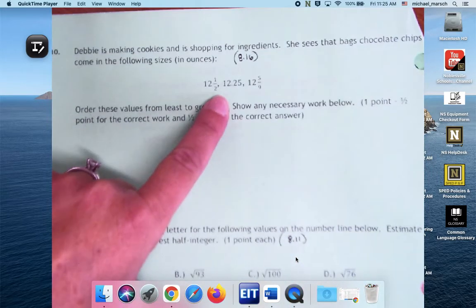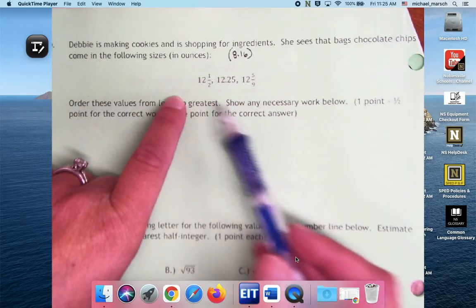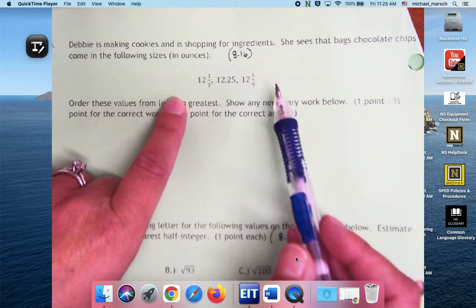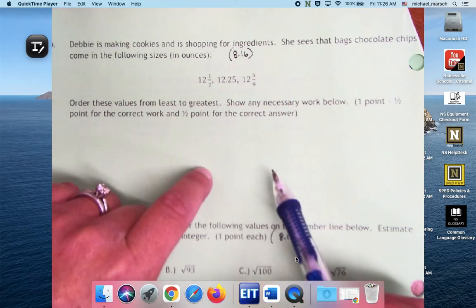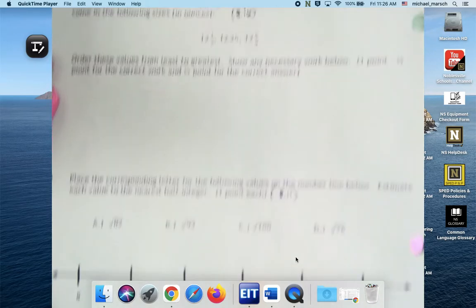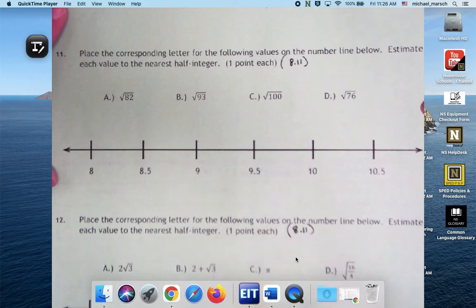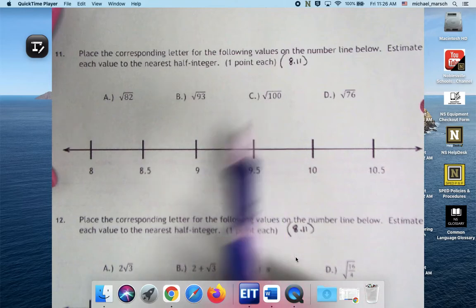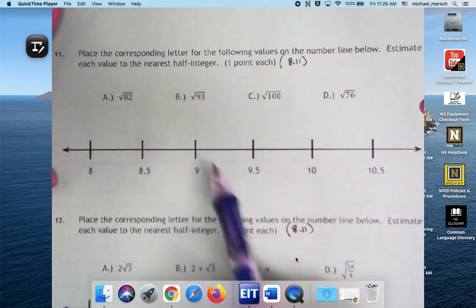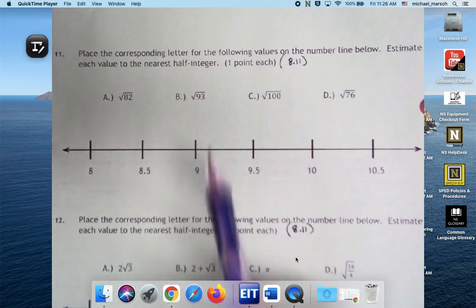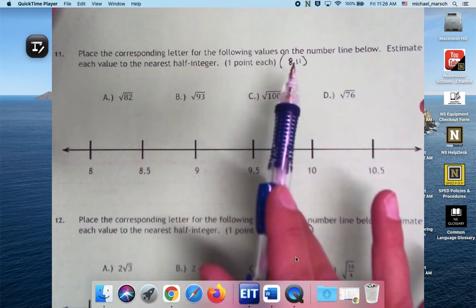On August 16th, we talked about how to compare values written in different forms. So you're going to use that information to answer that question. On the 11th, we talked about estimating irrational values. All of that practice we did. There's steps there and everything. So you're going to go look at your notes on that day.